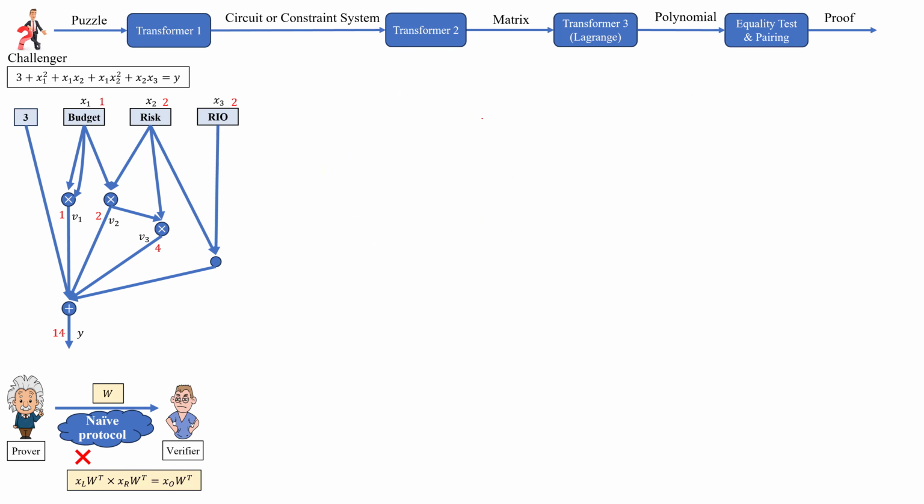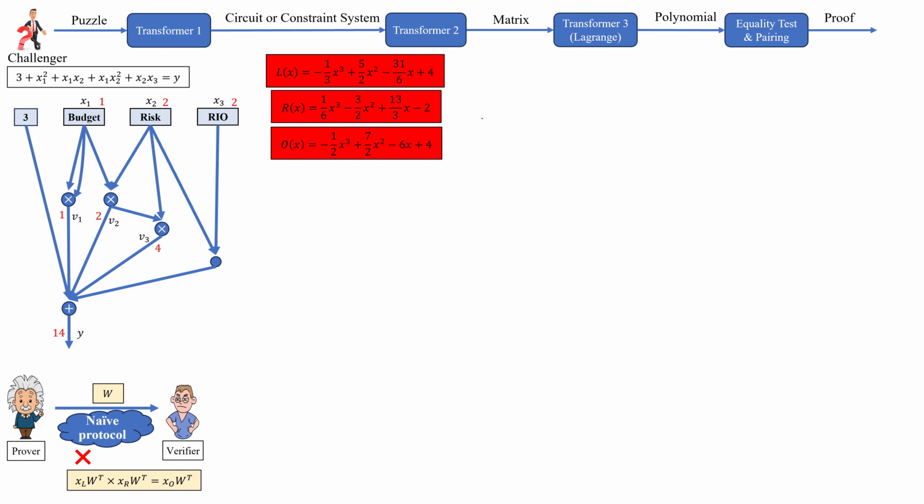Okay, so this was the naive protocol, right? It was designed based on the matrix. But now we have polynomials. How can we design a proof system using the polynomials? If you remember the previous lecture, when we discussed polynomials, we discussed equality tests and pairing and all of that. And using those, we designed a proof system.